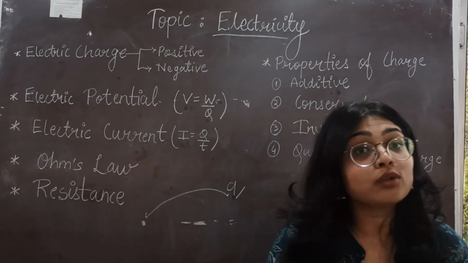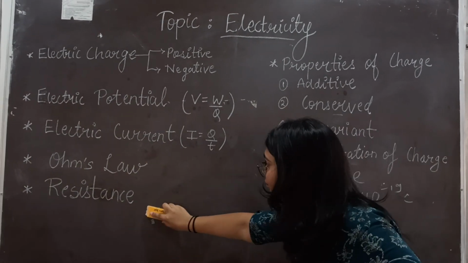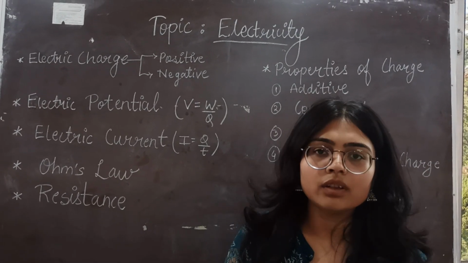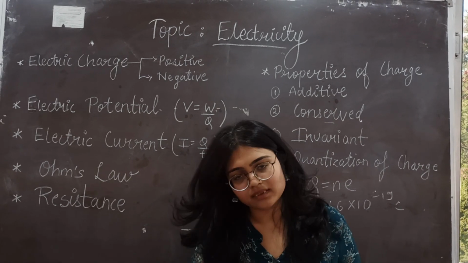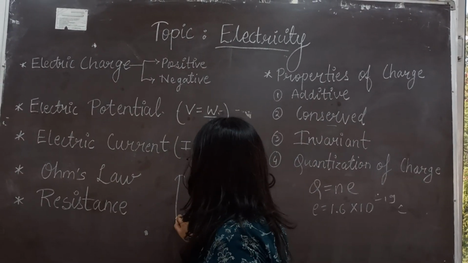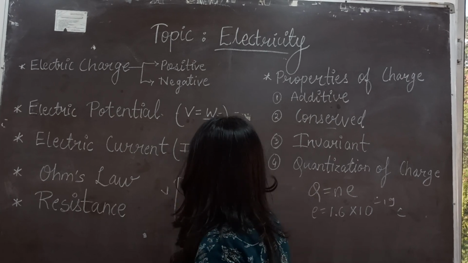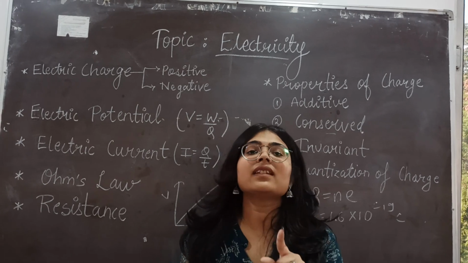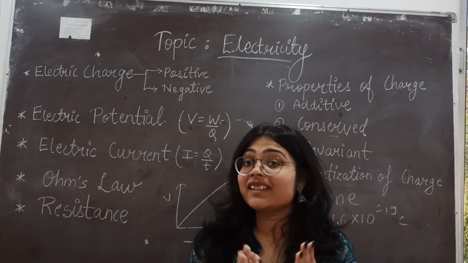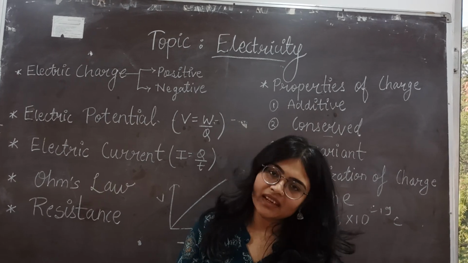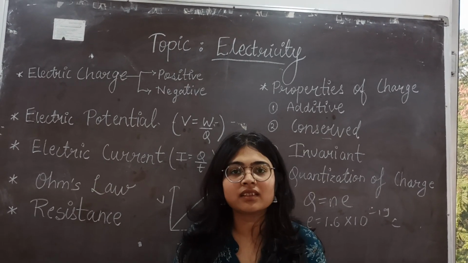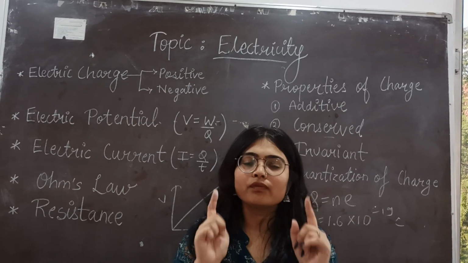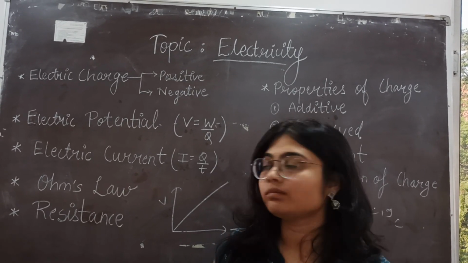Now we will be learning about Ohm's law. What is Ohm's law? There is a scientist named Ohm. He discovered this law. There is a graph between the potential and the current. We studied now about the potential and the current. It was a straight line graph which signifies that V is directly proportional to I. Directly means if V is increasing, I is increasing. If I is increasing, V is increasing. That means they are directly connected with each other. If one of them is increasing, the other is also increasing.